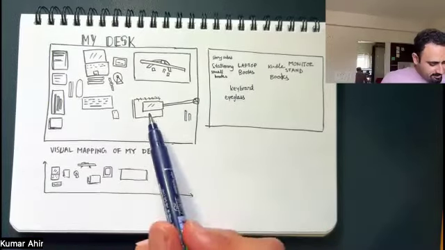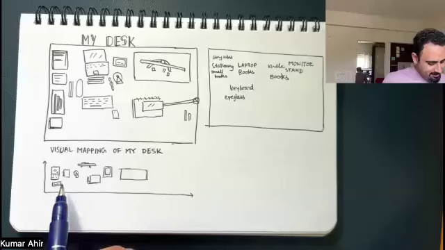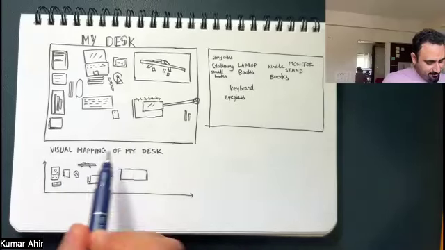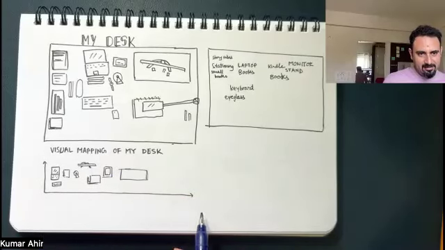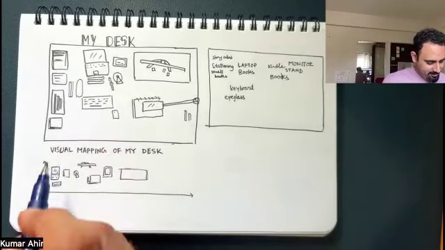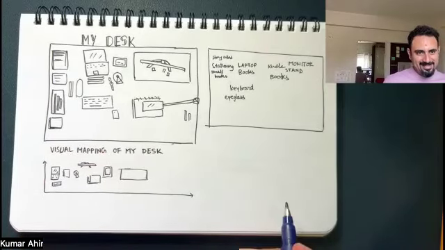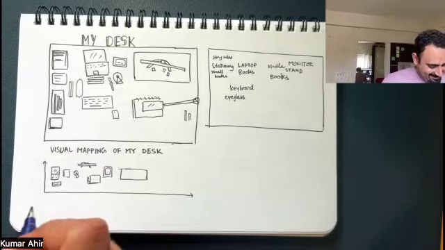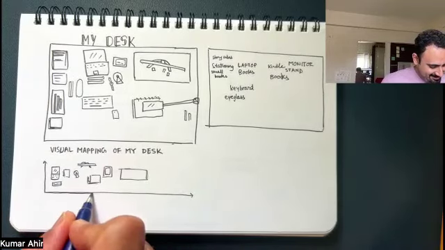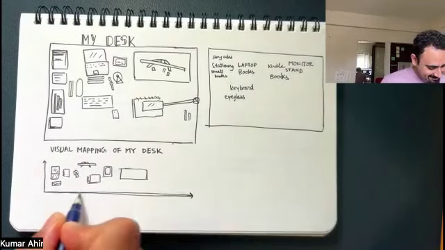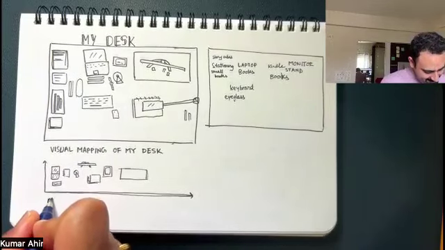So what I've also done is, just below the visual map of my desk, I've added a timeline. Like, when did that particular object arrive on my desk? It's like a history of my desk.